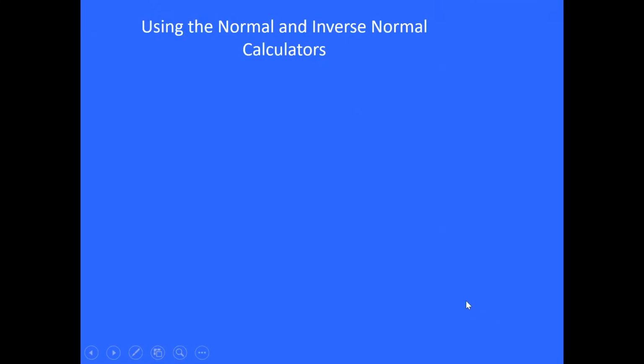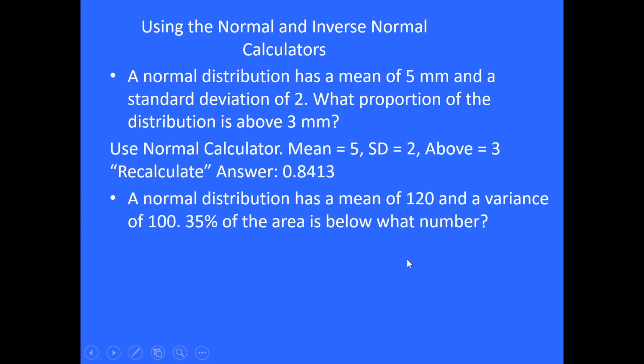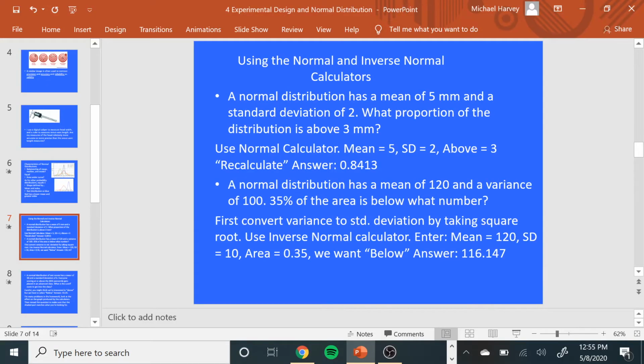Now, a normal distribution has a mean of 120 and a variance of 100. 35% of the area is below what number? Let's take a look at this for a minute. Notice we've got something new in here. This tells us the percentage, and we want to know a number on the normal distribution. The other thing we should look at is that we've got variance here, whereas these calculators ask for standard deviation, so that's something else we have to be careful about.